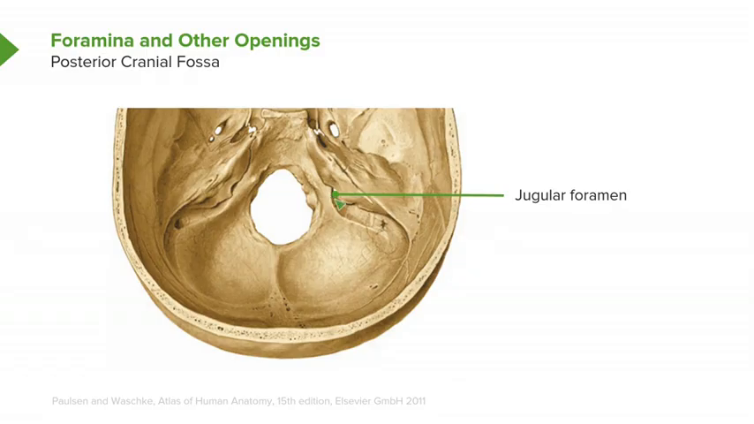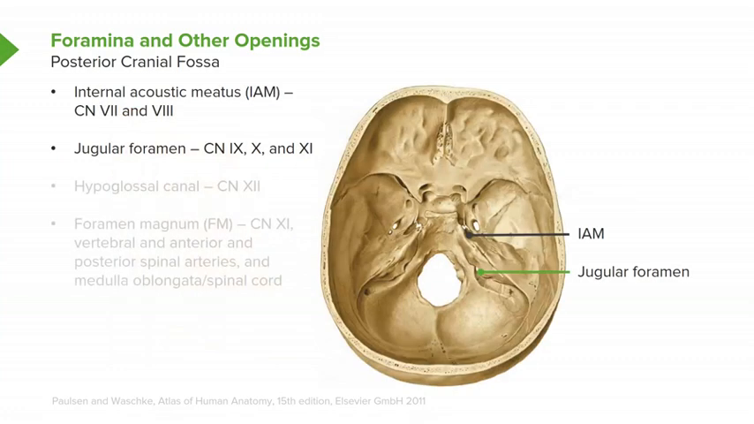The next opening of interest in the posterior cranial fossa is this opening right in through here. This is referred to as the jugular foramen. It transmits several structures. These include 3 cranial nerves, number 9, 10, and 11. And not listed here would be the bulb of the internal jugular vein.